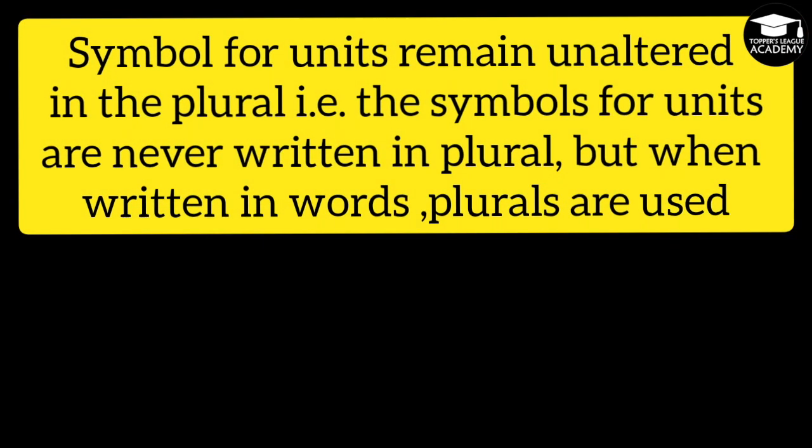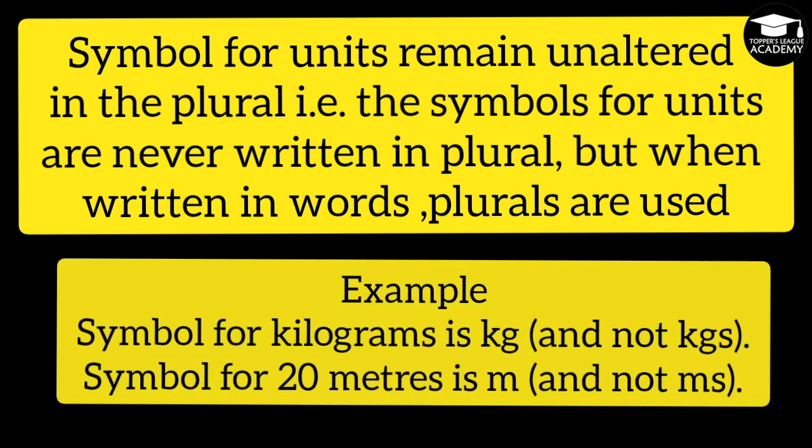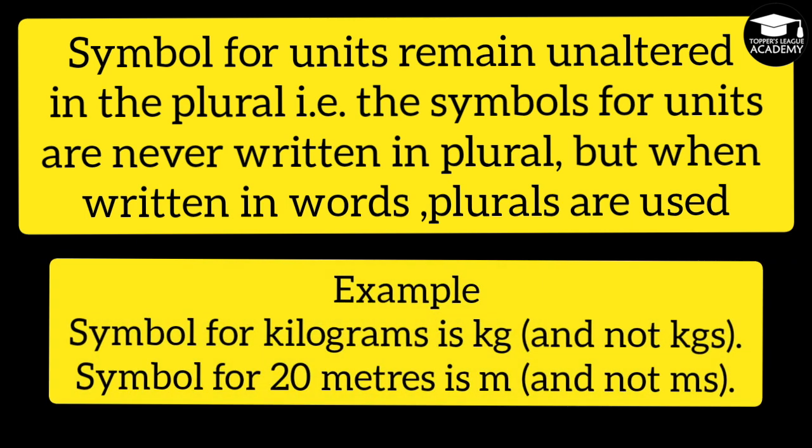Whenever we write SI units and their symbols, we follow certain conventions. Have a look at these conventions here. Symbols for units remain unaltered in the plural. That is, the symbols for units are never written in the plural, but when written in words, plurals are used. For example, the symbol for kilograms is kg and not kgs. The symbol for 20 meters is m and not ms.